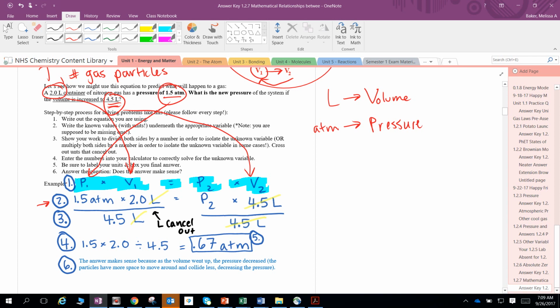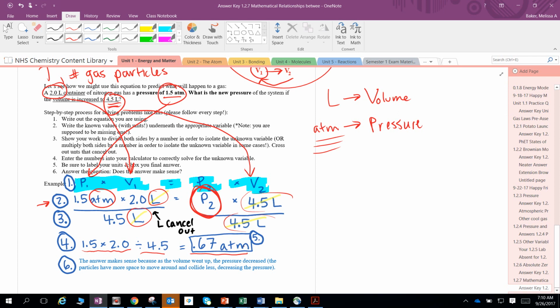Step 3 is show your work to divide both sides by a number in order to isolate the unknown variable. Our unknown variable is P2. We don't know the new pressure. But if I divide both sides by 4.5, notice with my yellow marker here, I slashed out the 4.5, and on this side, liters canceled out, leaving me with 1 unit left, which makes sense because we want a pressure, so atmospheres can be our units for that. Then in my calculator, I'm going to type 1.5 times 2 divided by 4.5. My new pressure is 0.67 atm.